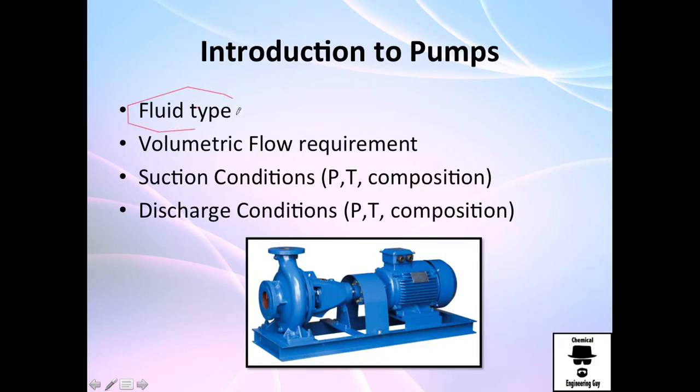We need to know the fluid type: if it's viscous or not viscous, if it vaporizes very easily or is very stable, and if it has some solid parts or is only liquid. Also, of course, you need the volumetric flow rate. If you have very huge volumetric flow rates, you will probably be using a centrifugal pump. If you have very low volumetric flow rates, you're going to use maybe positive displacement pumps.